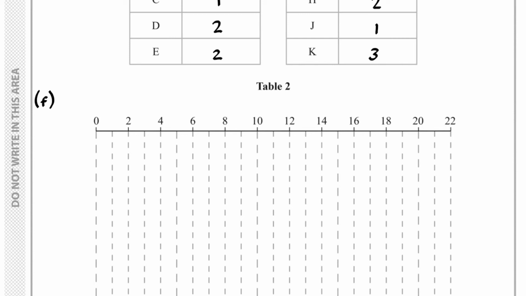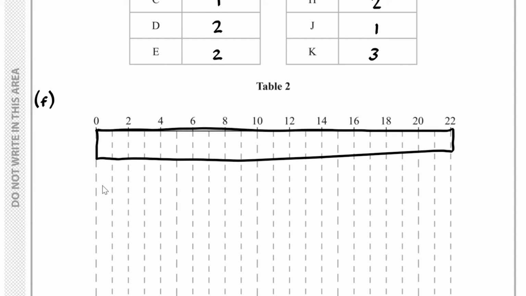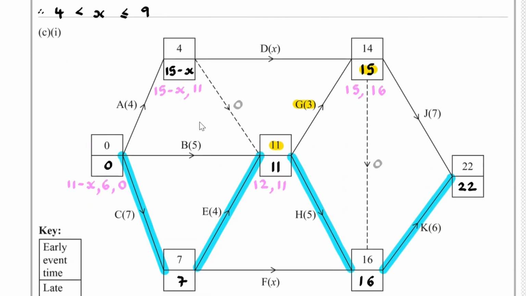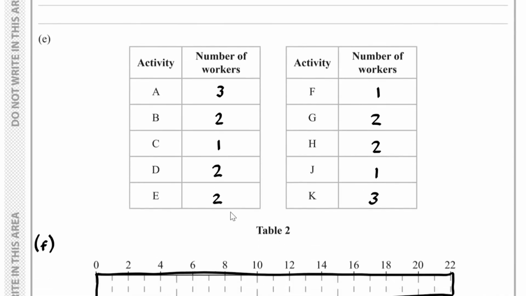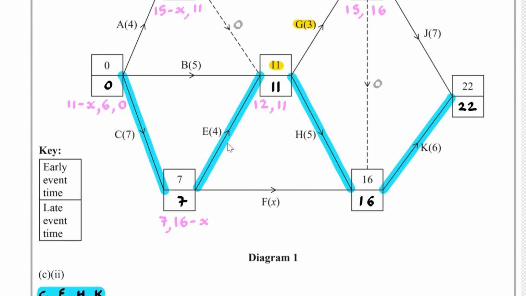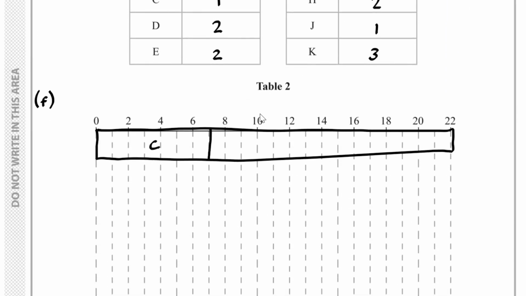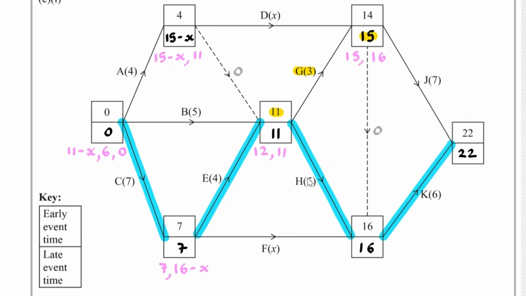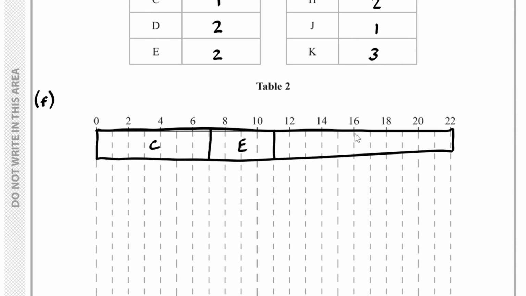So, if we show those, like so, we've got C with a duration of 7. So that takes us up to here. Then after that, we've got E, so that takes us up to 11. Then after that, we've got H, which takes us up to 16. And then after that, we've got K, which takes us up to 22.